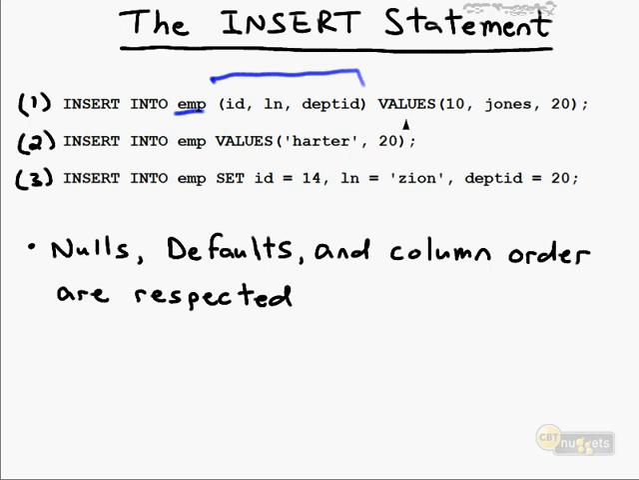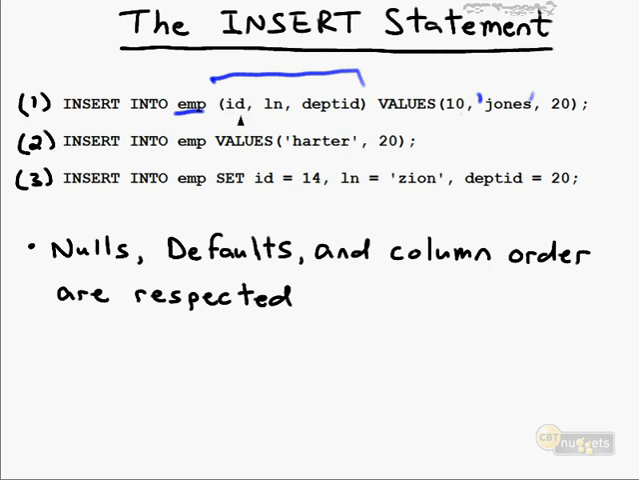Next, we specify the values keyword, and then in a parenthesized list, one or more rows that you're inserting into that table. Therefore, in this case, we're inserting a row where the ID will be 10, LN will be Jones. We'll want to put single ticks around Jones since it's a string value just to be formal, comma, and then we're putting in a department ID of 20.